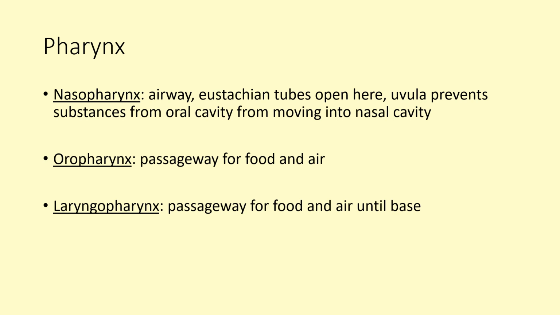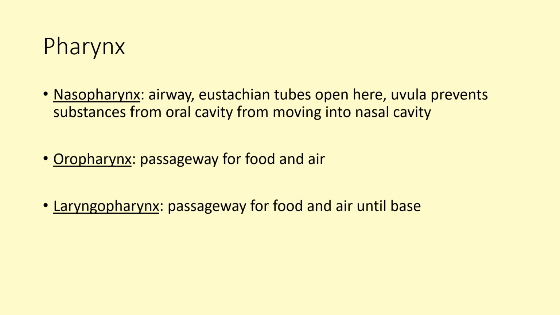The oropharynx is the passageway for both food and air. So it's behind the oral cavity, behind your mouth, so the air coming from the nasal pharynx extends down there, but also your food. And the laryngeal pharynx is the most inferior portion of the pharynx. It is also a passageway for both food and air until it gets to the bottom, and then it's going to separate. That's where you've got a branch in the road, a fork in the road.